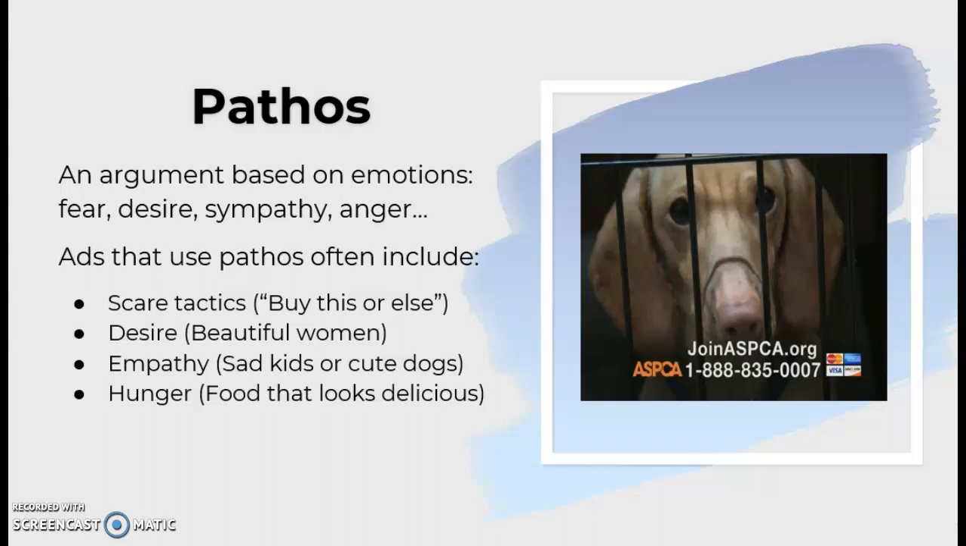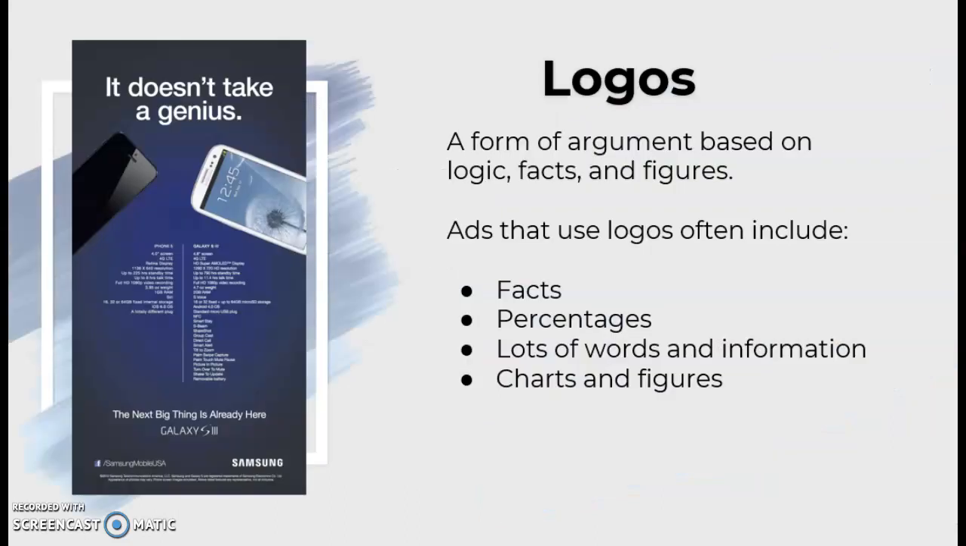Pathos relies on emotion instead, and that emotion could be fear, desire, sympathy, or anger. So anytime an ad or an argument is trying to stir up your emotions and make you feel angry or empathetic, that's an example of pathos. And the final example is logos, which is a form of argument based on logic and facts and numbers. So anytime an argument is trying to rationally, logically persuade you of something, that's an example of logos.